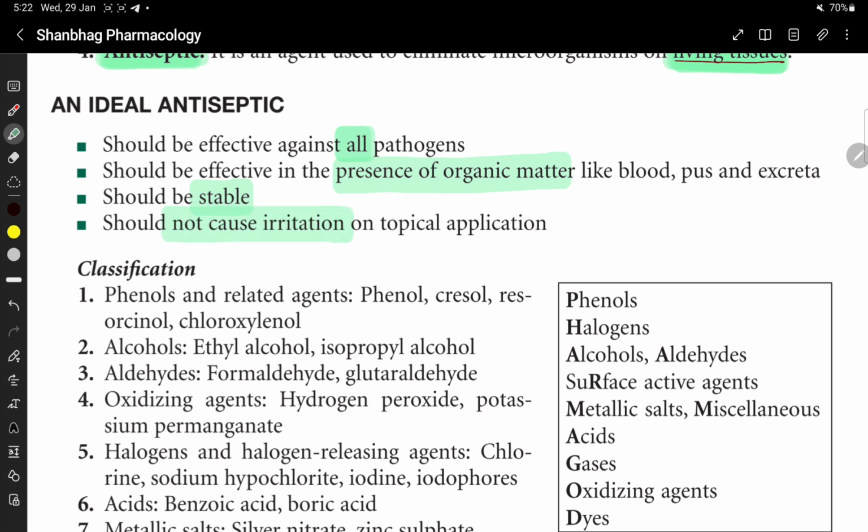An ideal antiseptic should be effective against all the pathogens. It should be effective in the presence of organic matter like blood, pus and excreta. It should be stable and it should not cause irritation on topical application.